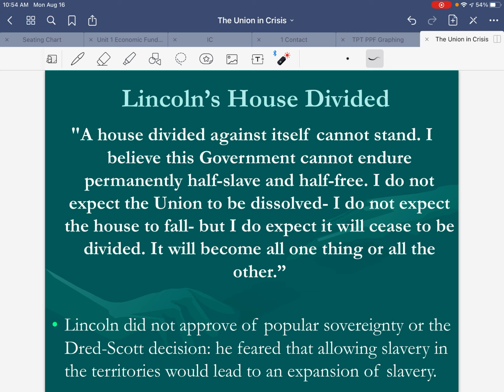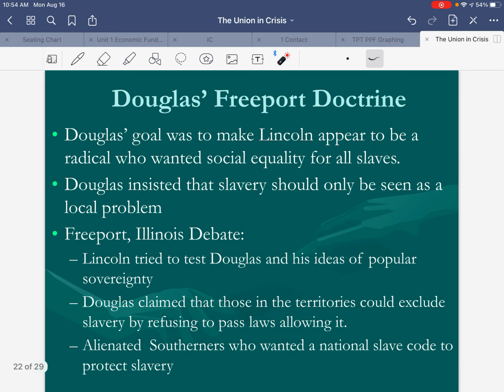So Lincoln doesn't like popular sovereignty. He doesn't even want them to be able to vote to extend slavery. He doesn't like the Dred Scott decision. He doesn't like what they've said about African Americans. He doesn't want slavery to be expanded, but he knows there's going to be a fight to end it.